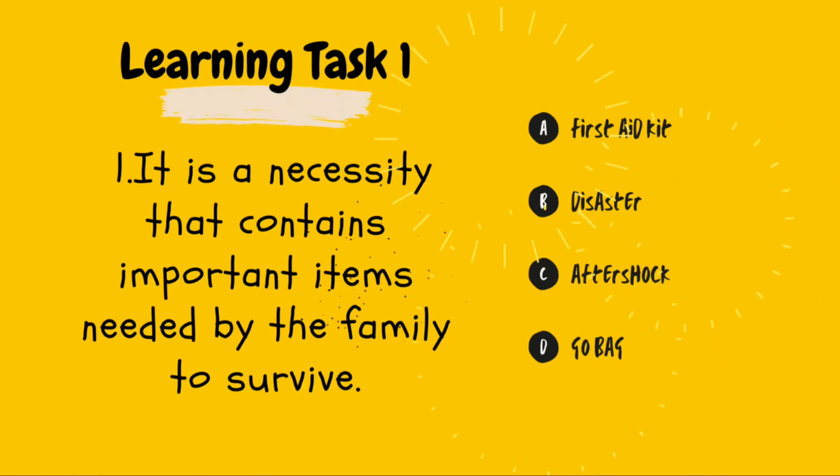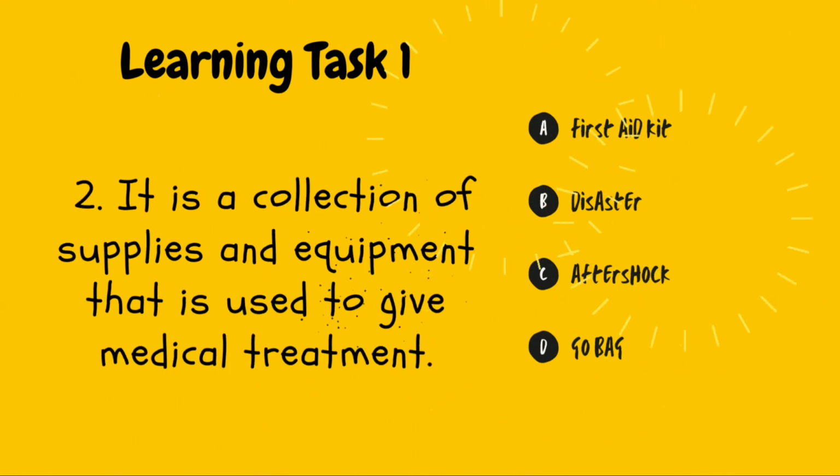Number 1. It is a necessity that contains important items needed by the family to survive. A. First aid kit, B. Disaster, C. Aftershock, or D. Go bag. Number 2. It is a collection of supplies and equipment that is used to give medical treatment. Is it A. First aid kit, B. Disaster, C. Aftershock, or D. Go bag?